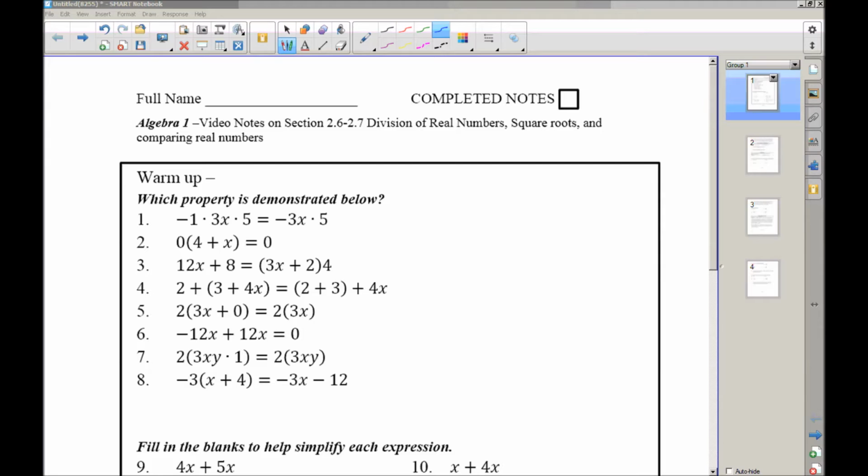Hello again. Welcome to another lesson in Algebra 1. Today we are covering sections 2.6 and 2.7. 2.6 is the division of real numbers and 2.7 is square roots and comparing real numbers.